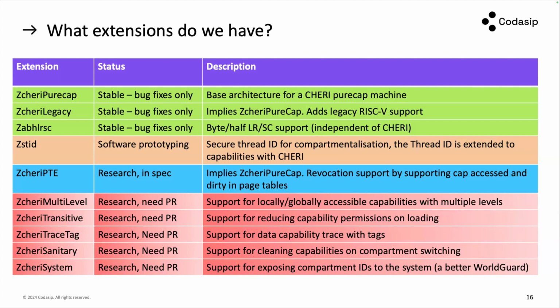France has recently merged the secure thread ID for compartmentalization, or C18N, as it's otherwise known. We have the PTE extension, where the challenge there is not to use up too many of the reserved bits in the PTE for revocation, which we were discussing yesterday. And then we have a whole list of other things we'd like to add, which I've listed in red, which we've done no real work on.